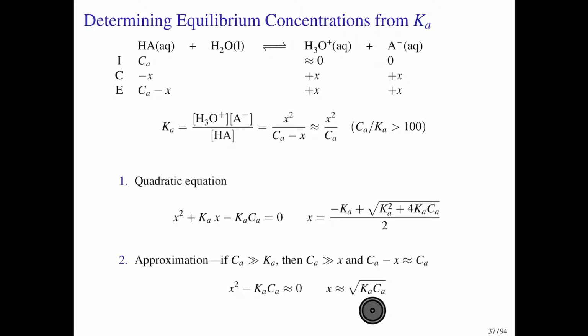The question is when is this approximation valid and when is it not? Well, a test you can run is to take the value of Ca, divide it by the value of Ka, and if the result is greater than 100, then you can be pretty confident that this approximation is going to work. However, if Ca divided by Ka is less than 100, then you're pretty sure that the approximation won't work, and you're going to have to deal with the quadratic equation. And so we'll see examples of both in the problems that are coming.